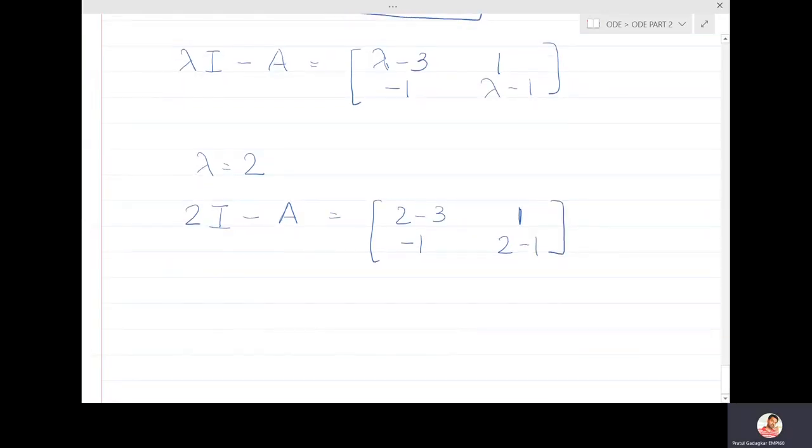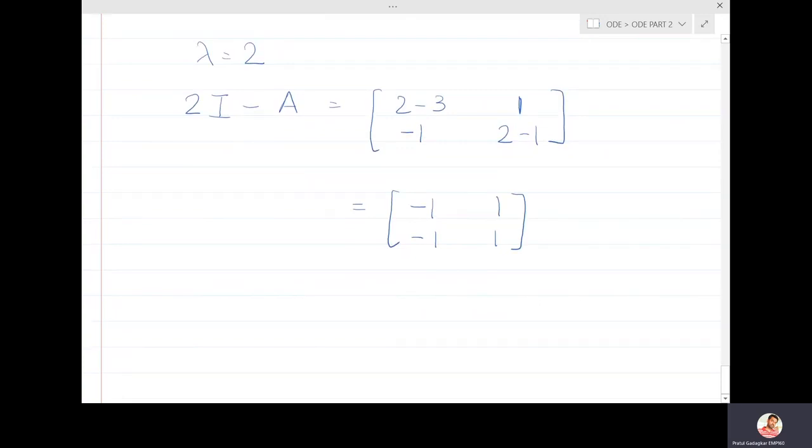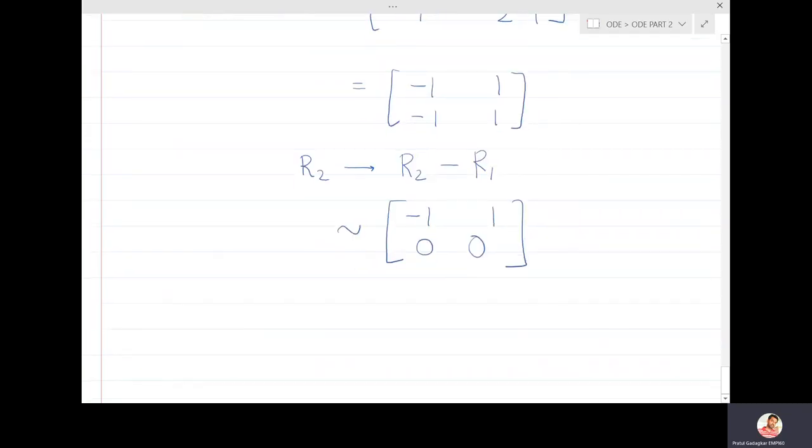And this will become minus 1, 1, minus 1 and 1. And I want to make a zero row at the end, so R2 will be replaced by R2 minus R1. So automatically the last row will become 0 and I will get a minus 1 and a 1 here. Again, I see that y is a free variable and x becomes the leading variable. Therefore, I can put y equal to t, where t is a real number.